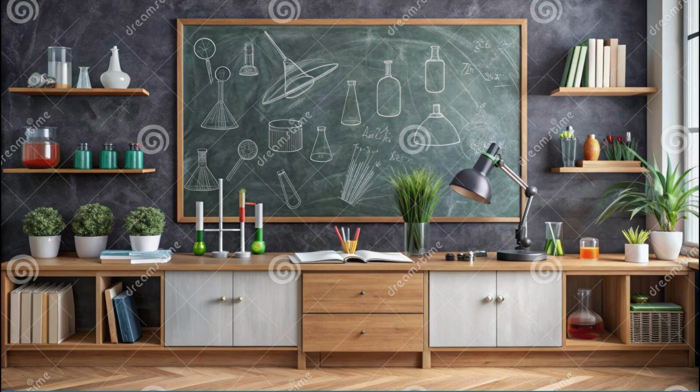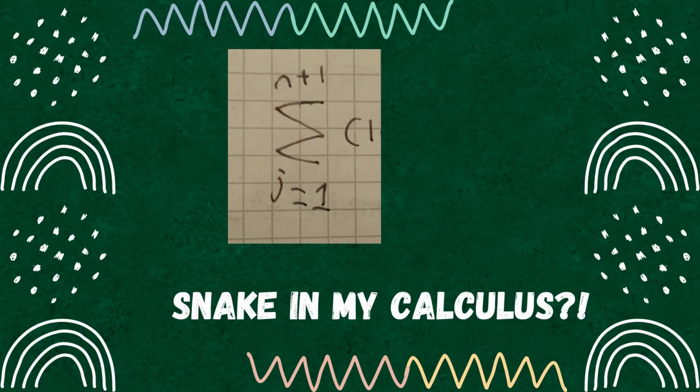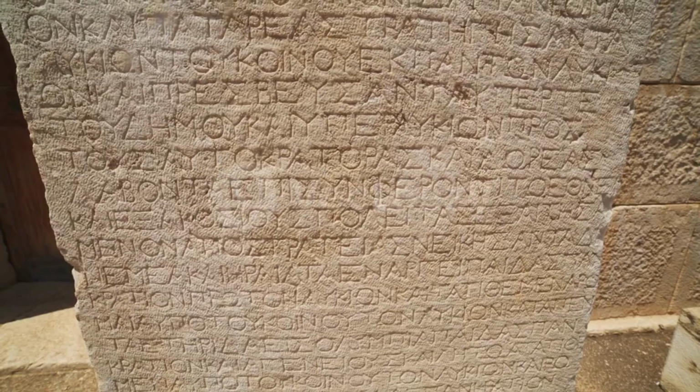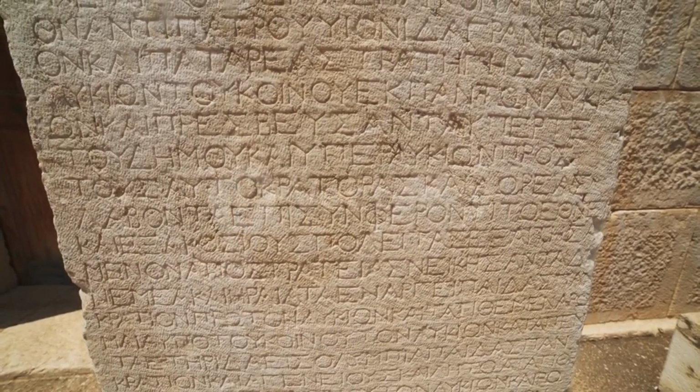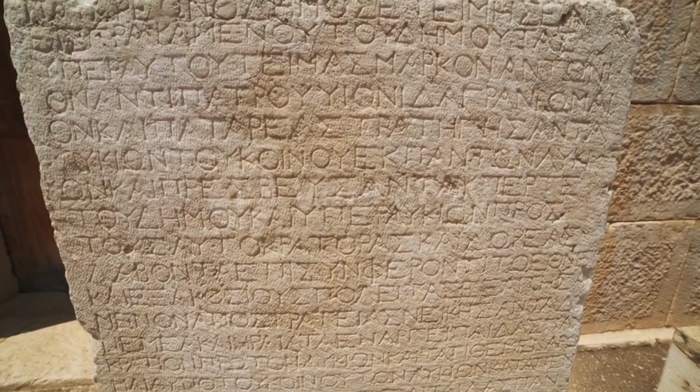Okay, hands up if you've ever stared at a math equation and thought, why is there a snake in my calculus? That squiggle? That's sigma. Or maybe you've met pi in geometry or delta in physics. Greek letters are everywhere in math and science. But why? Did mathematicians just really love frat parties?